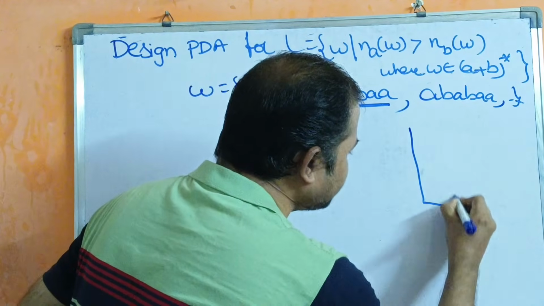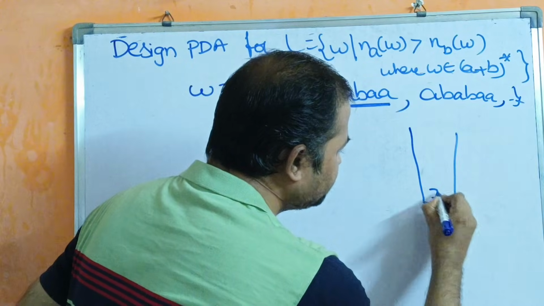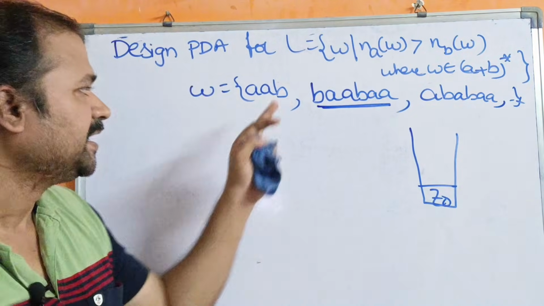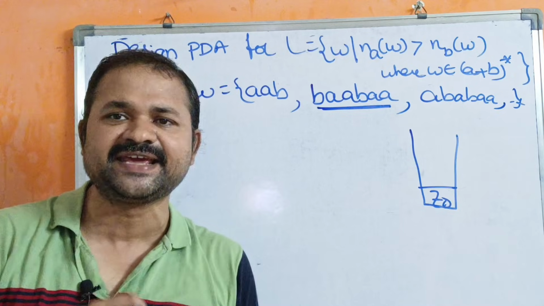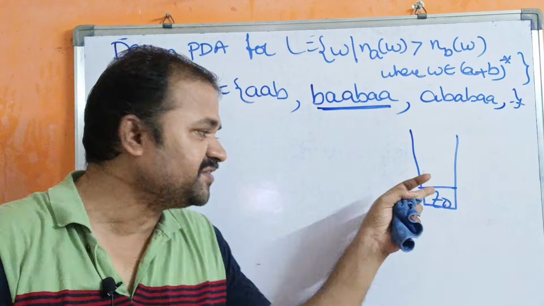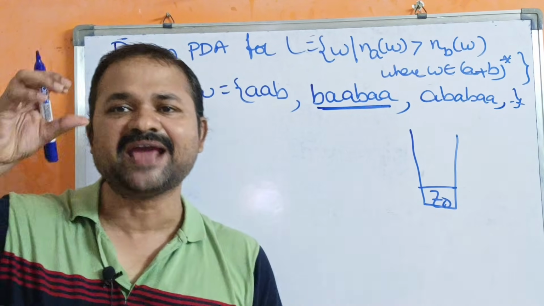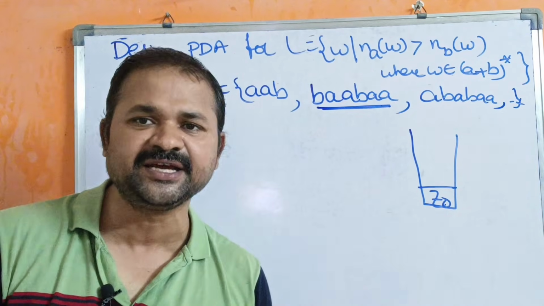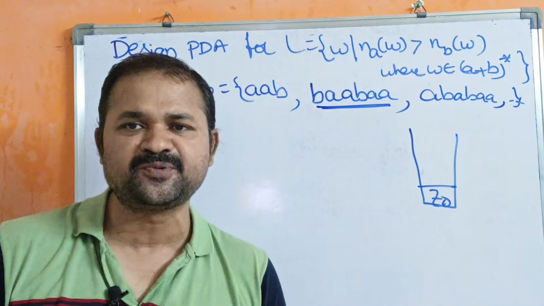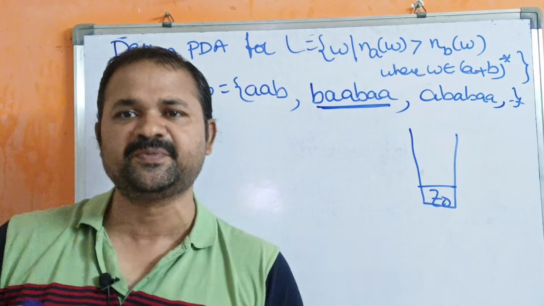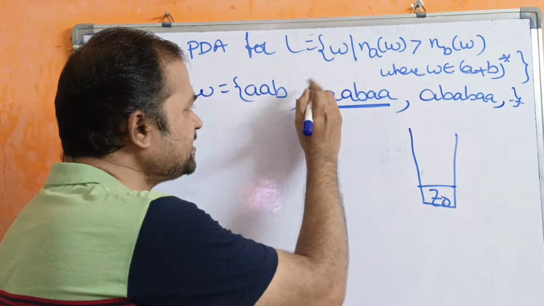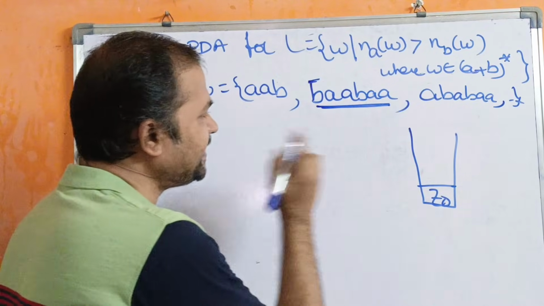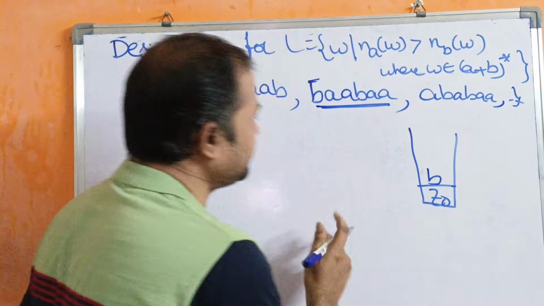Initially the stack is empty. If the input symbol is either A or B, but the stack is empty, then we have to push that symbol onto the stack. So if the stack is empty, irrespective of the input symbol, we push that symbol onto the stack. Here B is the starting symbol and the stack is empty, so push B onto the stack.